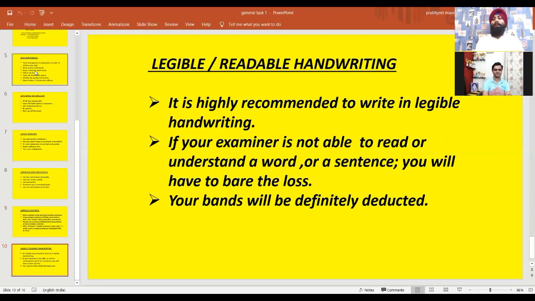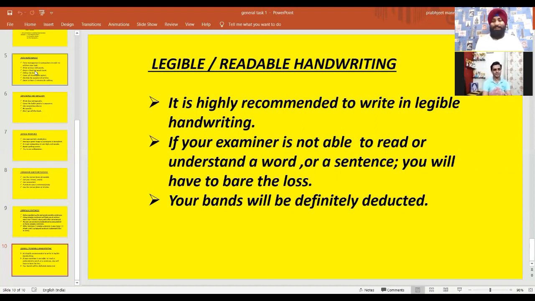The last tip is that if you are planning to appear for the paper based test, then it is highly recommended to write in legible handwriting. Okay, your writing must be readable. If you are going to have handwriting like me, then trust me, you are going to suffer a lot because I do have bad handwriting. Same is the case here, brother. Don't worry.